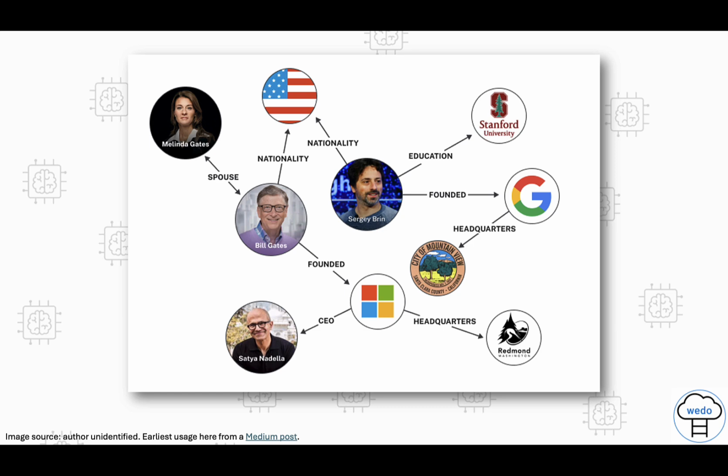So for us, it's very easy to see, oh yeah, indeed, Bill Gates is an American citizen. He is married to Melinda Gates, and she is married to Bill Gates. He founded Microsoft, but the current CEO is Satya Nadella. So what we are thinking of with knowledge graphs is to have our information encoded into a system like this, and then we can ask queries based on the information you see there.